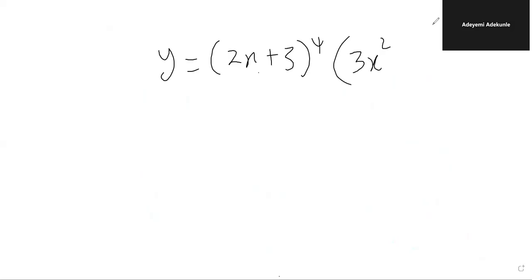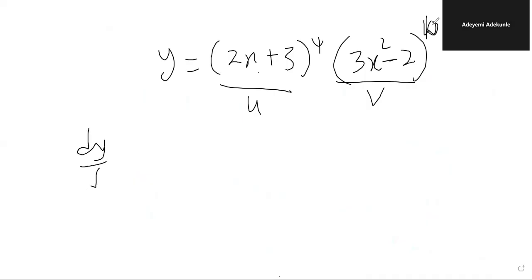Another question says, if y equals (2x plus 3) raised to power 4, and we also have (3x squared minus 2) raised to power 10. So this is the first one, right? Which is our u, and this is the second one, which is our v. So using the scope, our dy over dx will now be differentiate the first one. The first one is (2x plus 3) raised to power 4.